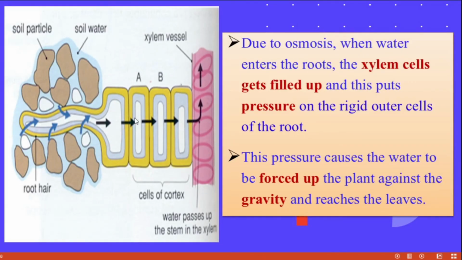Due to osmosis, when the water enters the roots, the xylem gets filled up, and this puts pressure on the rigid outer cells of the root. It raises the pressure in the outer region of the roots. This pressure causes water to be forced up, sucking it up the plant against the force of gravity until it reaches the leaves. When the xylem cells are filled with water molecules, it automatically raises the pressure, and due to the pressure, the water molecules are forced up to the leaves.